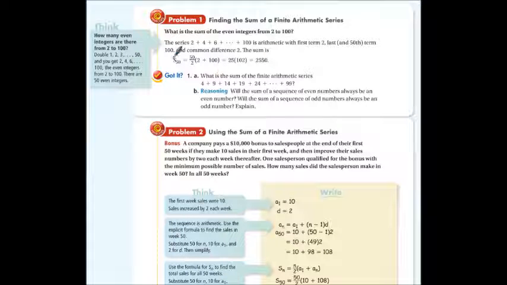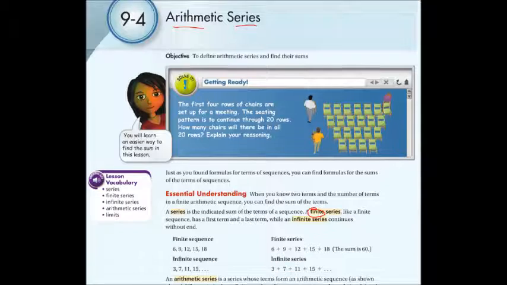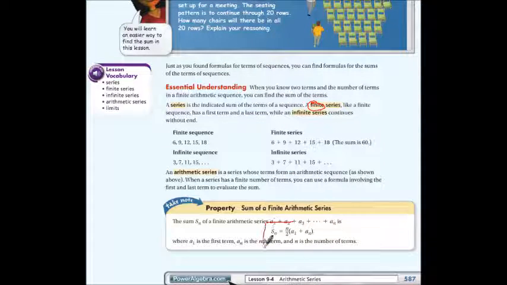So we use the formula. There are 50 terms between the first and last. Their common difference is 2. We started at 2 and went to 100. We plug all that into the formula, and we're home free. Okay, it's really as simple as it gets. If you didn't write it down, we're plugging this into this formula down here.